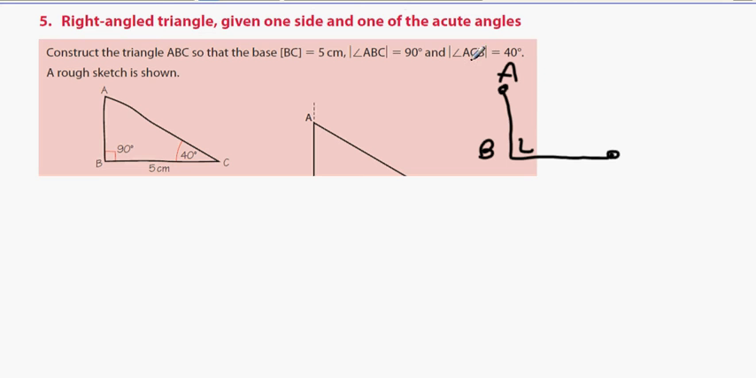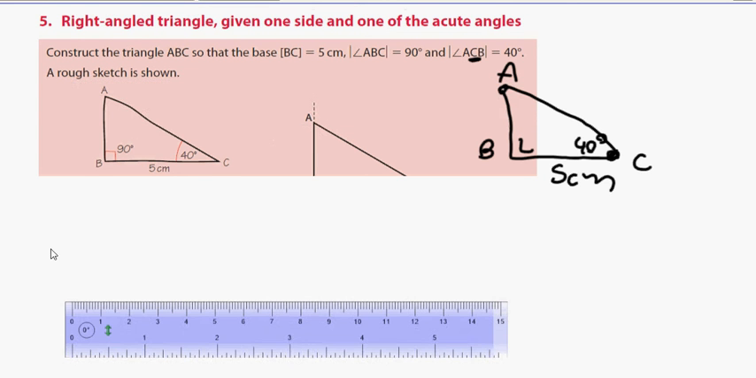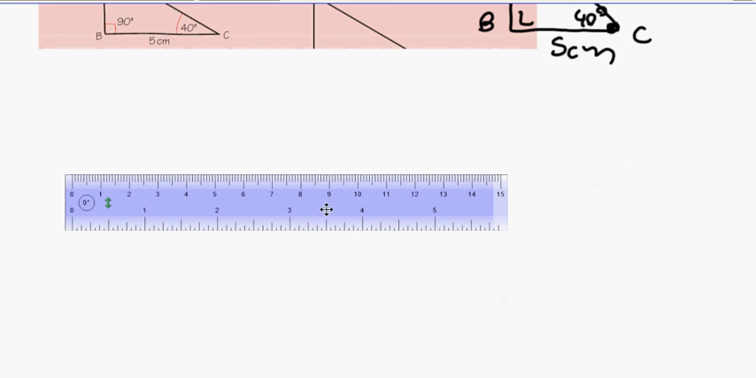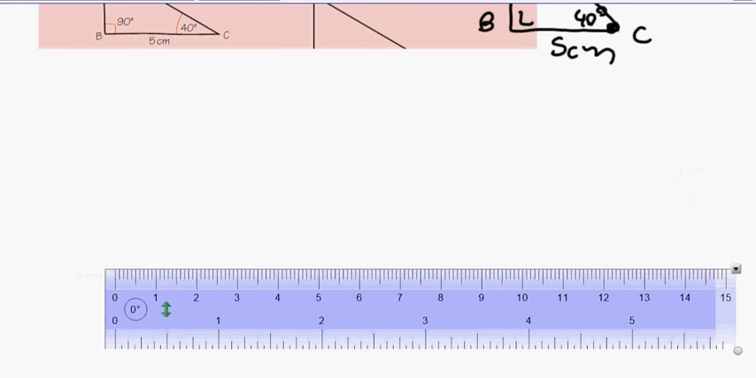Okay, we know the angle at C. So because we know the angle at C, it makes sense for C to be at the bottom. That's going to be 40 degrees. Okay? We know BC is 5 centimeters. So we're going to do this time around, you're going to draw this with me. We're going to go down. We're going to put down 5 centimeters. Okay, 5 centimeters across.